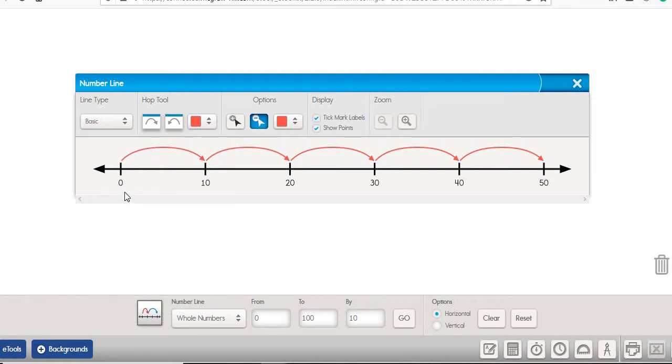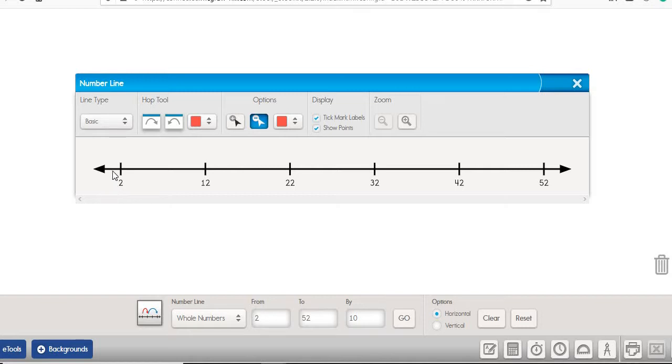But here we start with 0. What will happen if we start with 2, let's say? As you know, skip counting is just like adding 10. So 0 plus 10 equals 10. 10 plus 10 equals 20. 20 plus 10 equals 30, etc.